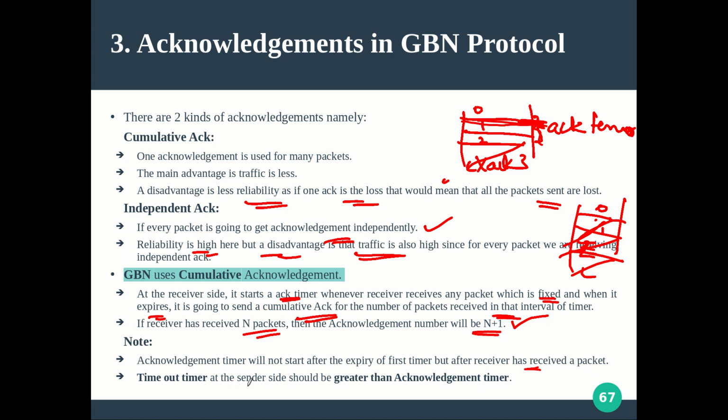And the timeout timer at the sender side should always be greater than the acknowledgement timer, because the timeout timer is waiting for the acknowledgement, right? If you keep your acknowledgement timer more than the timeout timer, definitely it is not going to get the acknowledgement. So this is very important. The acknowledgement timer should be a value less than the timeout timer, a considerably good value. After the timer expires you send the acknowledgement, and only after getting that acknowledgement should the timeout timer expire, otherwise it's not going to work fine.